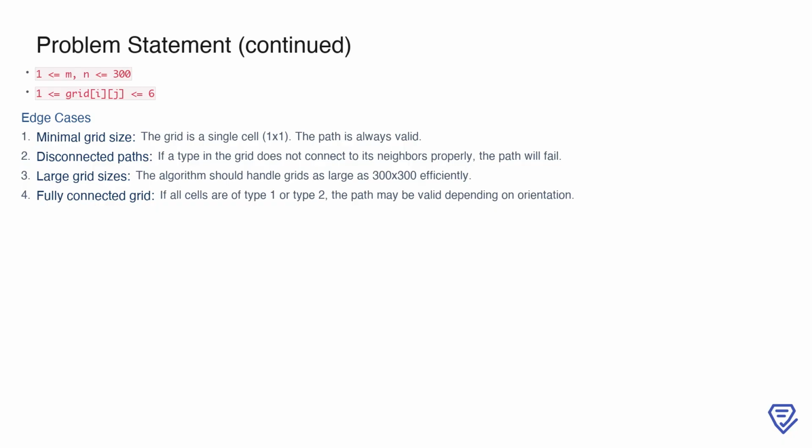Edge cases to consider include grids of minimal size, such as a single-cell grid, where the path is always valid since the start and end points are the same. Another edge case is when paths are disconnected due to cell types that don't align with their neighbors. Lastly, a fully connected grid, where all cells are of type 1 or type 2, may or may not form a valid path depending on the overall orientation. By addressing these constraints and edge cases, we can ensure our solution is robust and handles all scenarios effectively.